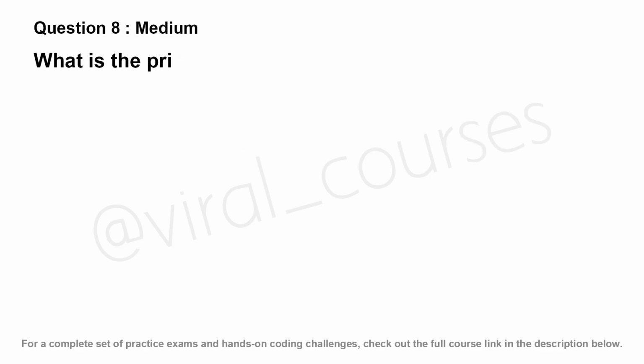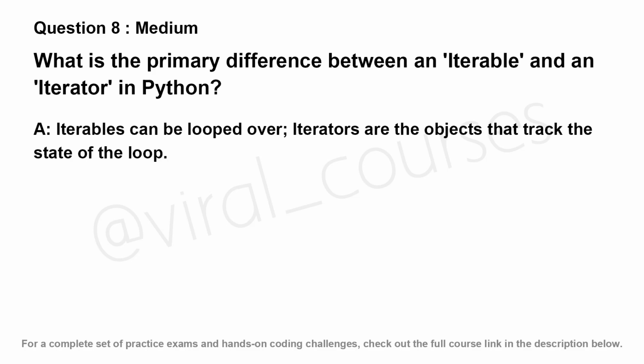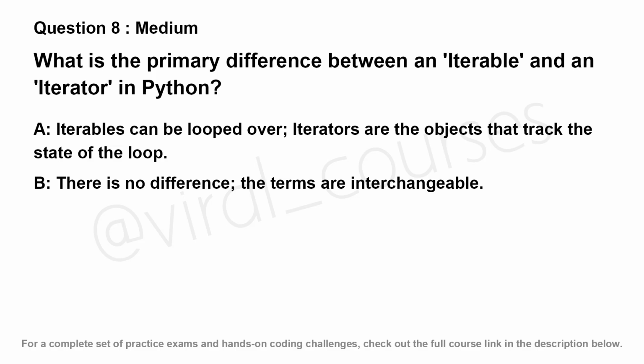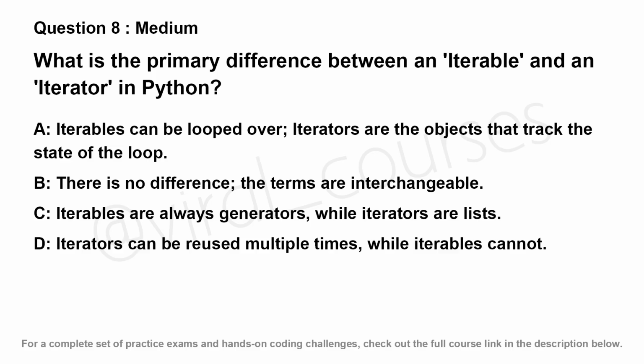What is the primary difference between an iterable and an iterator in Python? Option A, iterables can be looped over. Iterators are the objects that track the state of the loop. Option B, there is no difference. The terms are interchangeable. Option C, iterables are always generators, while iterators are lists. Option D, iterators can be reused multiple times, while iterables cannot.